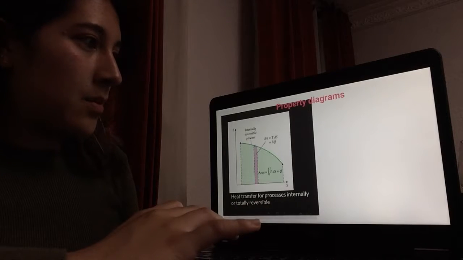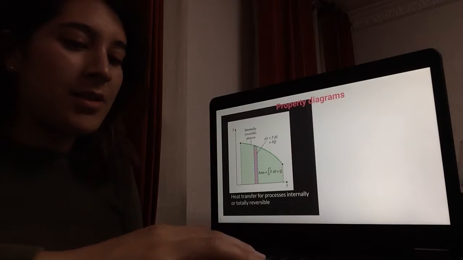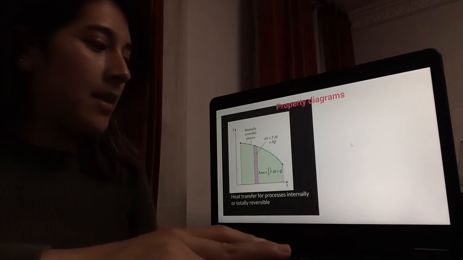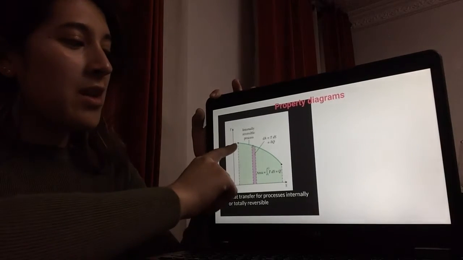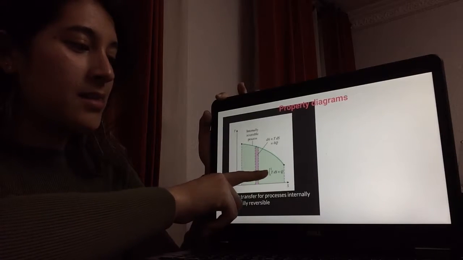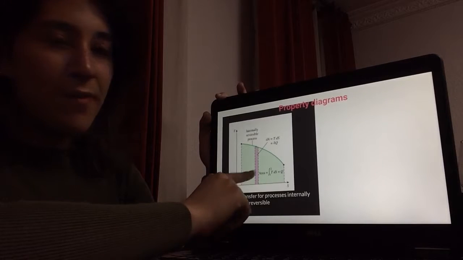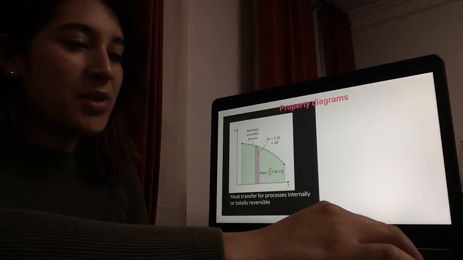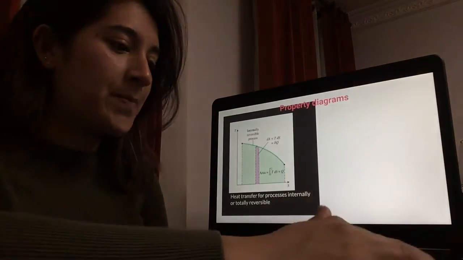So now we're going to have diagrams such as the PV diagram, but in this case we have this diagram for heat transfer for processes internally or totally reversible. So the area beneath this line is going to be the heat transfer, and we can calculate it as the integral of the temperature between these two reference states. And for isentropic processes, which are the ones that do not have any change in entropy, we're going to have only a line because there's no change in entropy.